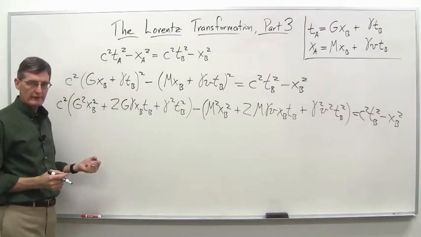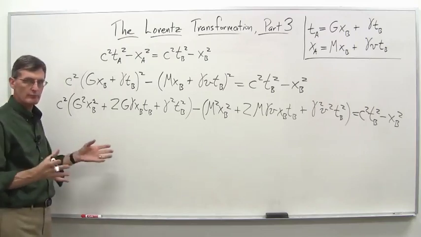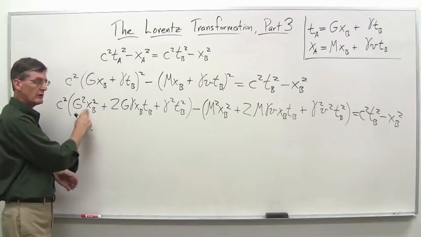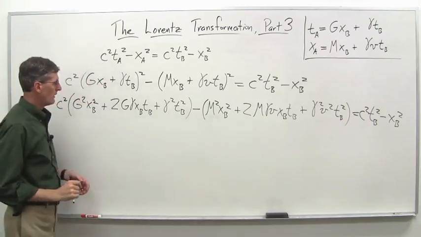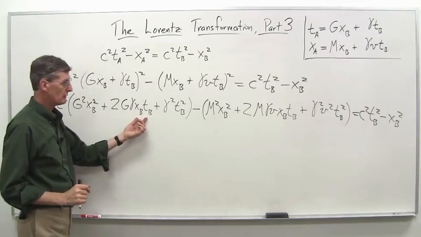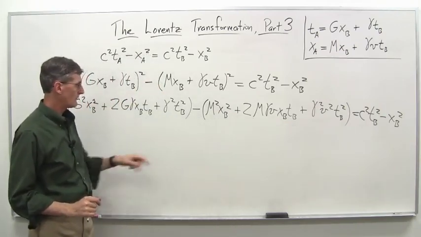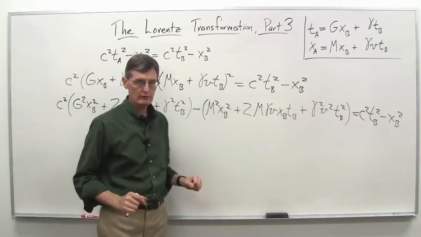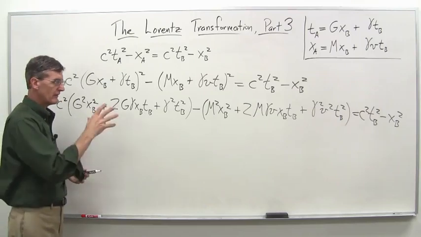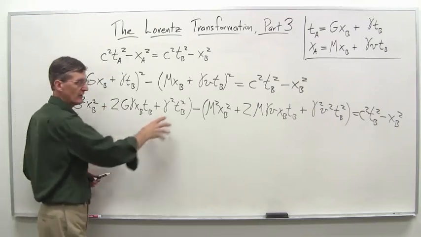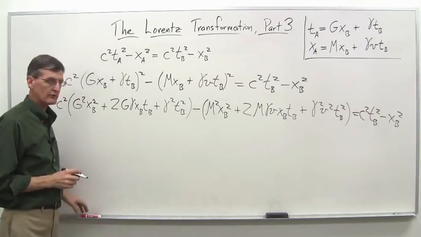Now, let's note something here. We've got some things that we can sort of pull together. We've got an xb squared term here. We've got an xb squared term over here. We've got an xb tb term here with some stuff in front. I've got an xb tb term there. I've got a tb squared and a tb squared term there. So what we're going to do is pull those together, because then we're going to look at this side and compare it to the other side, and we'll actually get some nice results out of that.